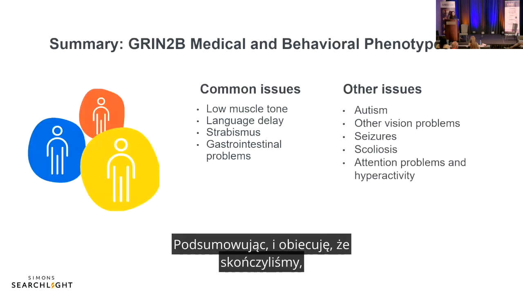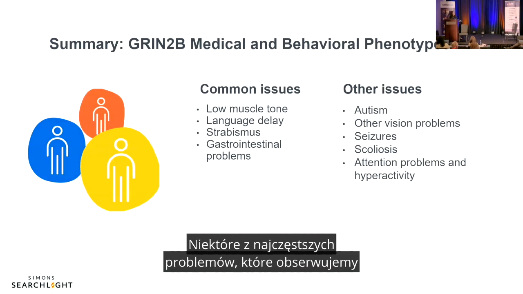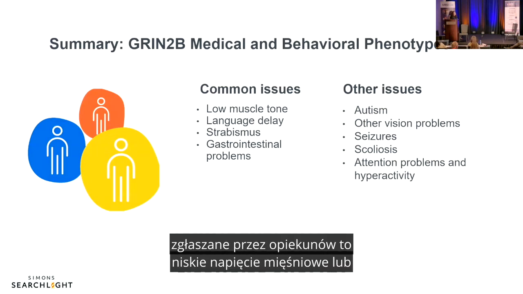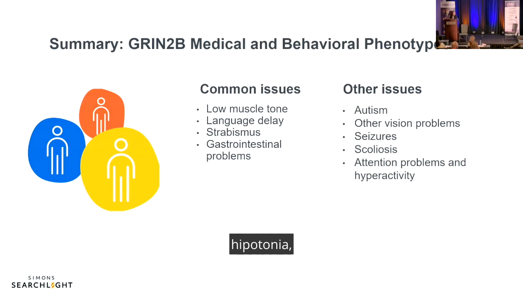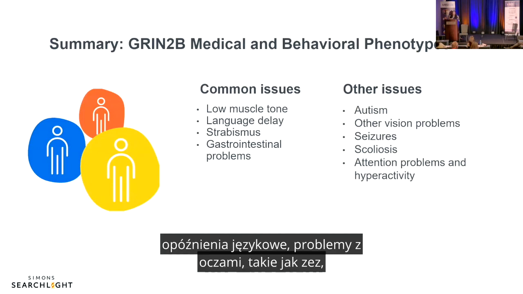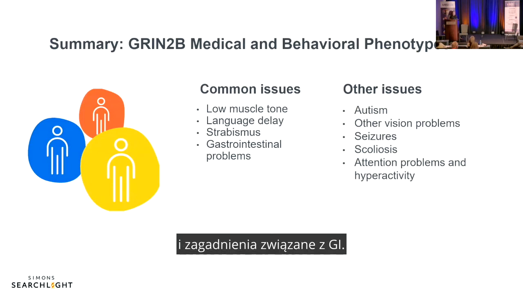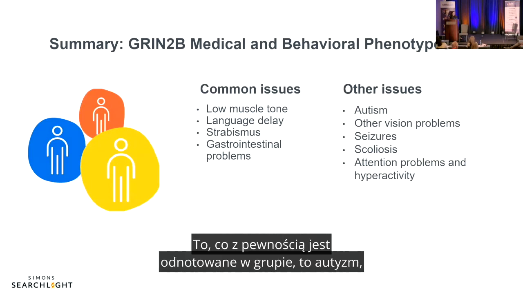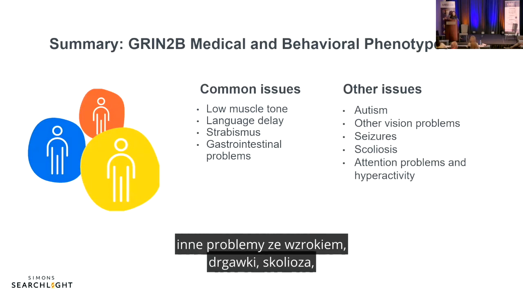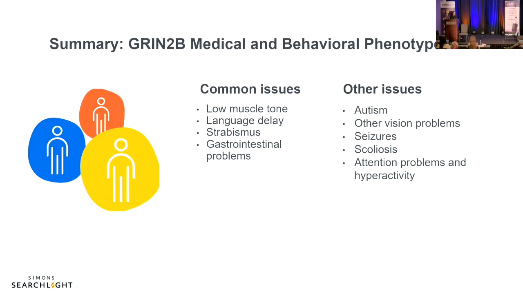And so in summary, and I promise we're done, some of the more common issues that we're seeing reported by caregivers are low muscle tone or hypotonia, language delays, eye problems like strabismus, and GI issues. And some of the other issues that are certainly being noted in the group are autism, other vision problems, seizures, scoliosis, and attention deficit problems such as ADHD.